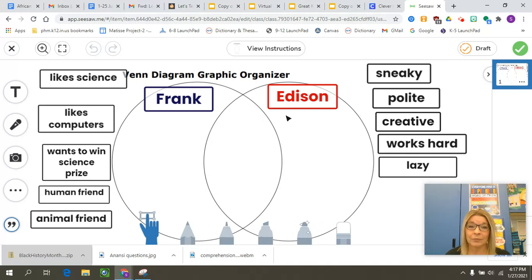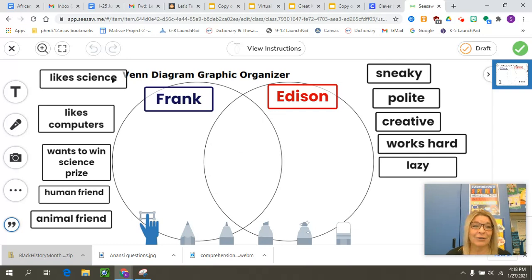And so now we're going to take the information that we learned and we're going to organize it. We're going to look at these little word boxes around, and if it's a word or something that describes one character, we're going to put it on their side of the circle. If it's something that matches both characters, they have it in common, we're going to put it right here in the middle where the circles intersect. Let's get started.